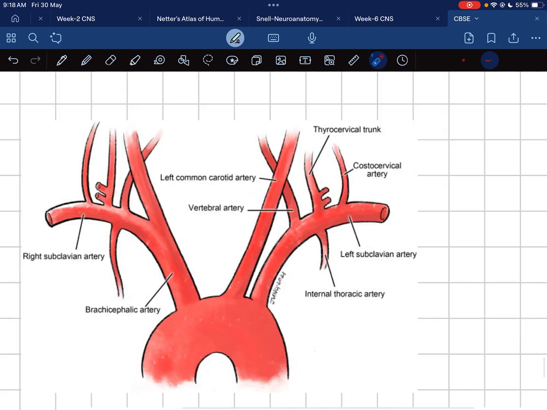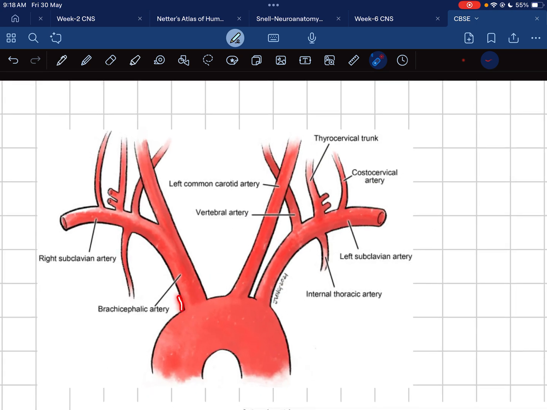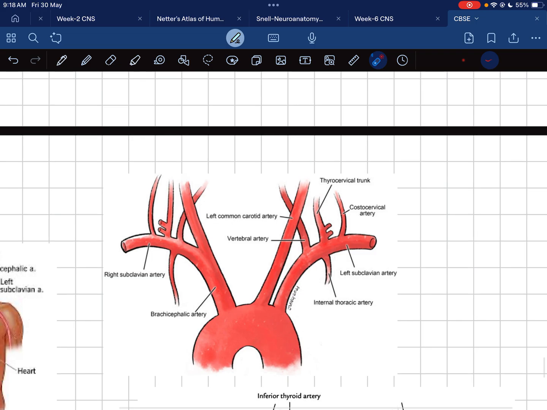For the right side, the origin is the brachiocephalic artery, and the brachiocephalic artery gives the right subclavian artery and the right common carotid artery, but the left common carotid artery originates directly from the arch of the aorta.